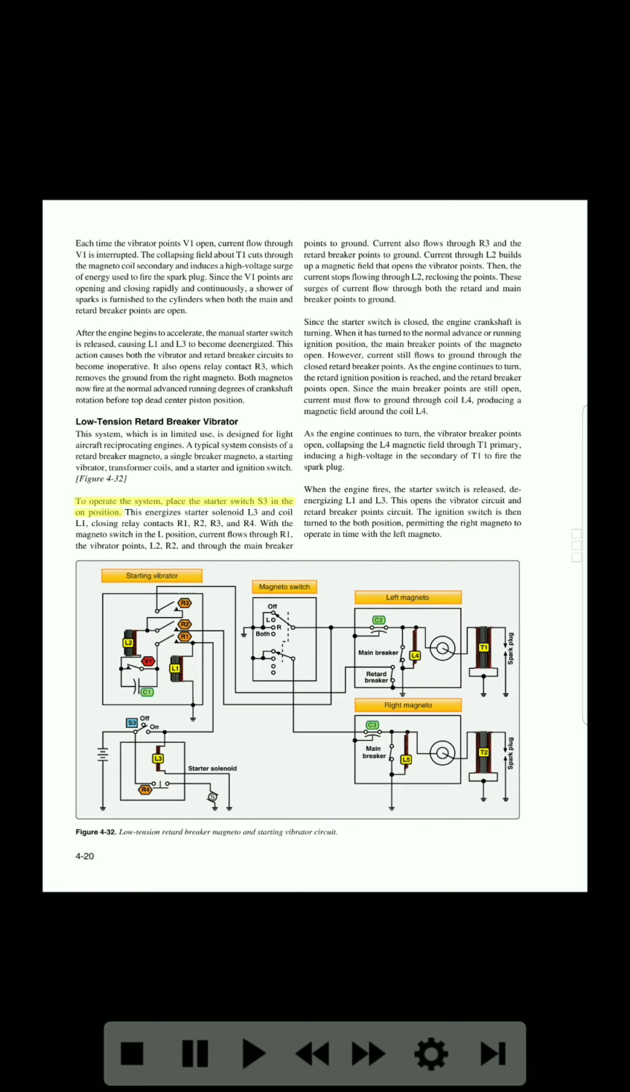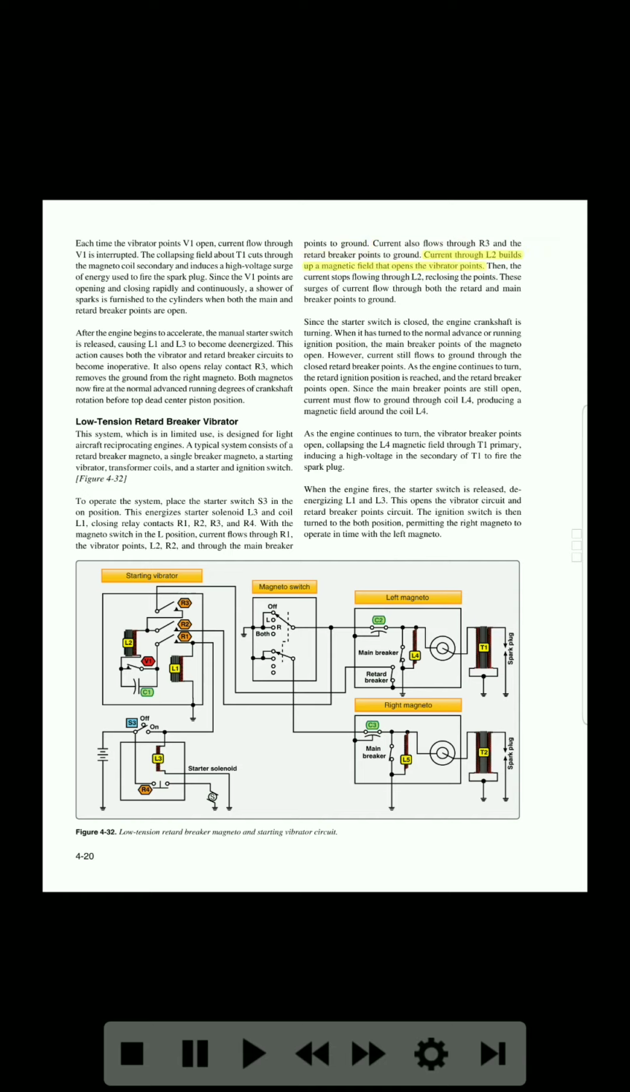To operate the system, place the starter switch S3 in the on position. This energizes starter solenoid L3 and coil L1, closing relay contacts R1, R2, R3, and R4. With the magneto switch in the L position, current flows through R1, the vibrator points, L2, R2, and through the main breaker points to ground. Current also flows through R3 and the retard breaker points to ground.